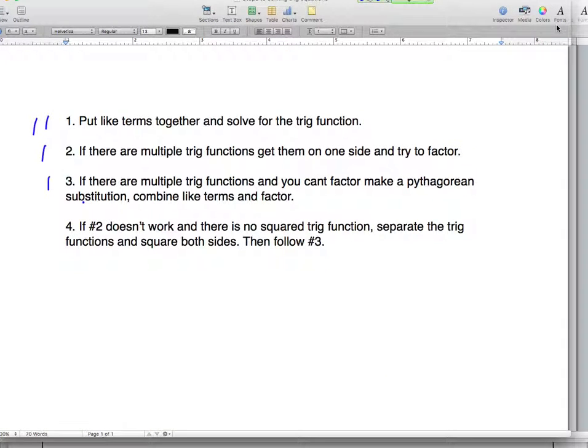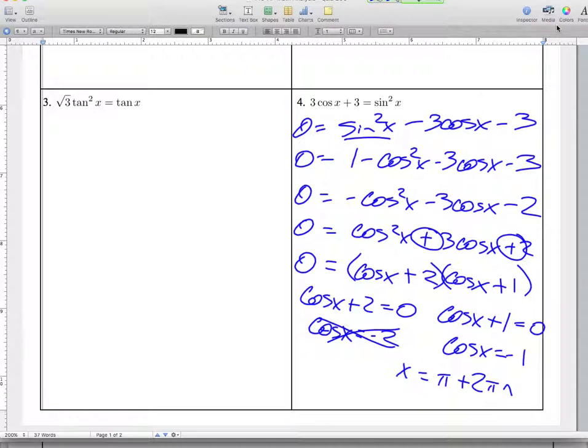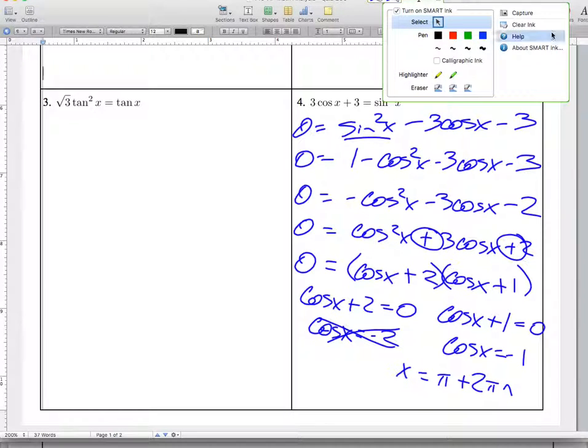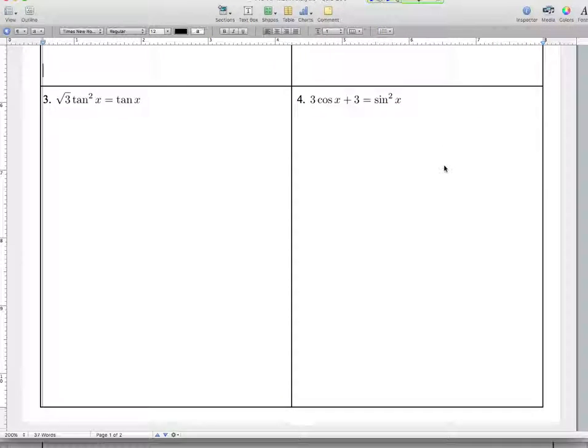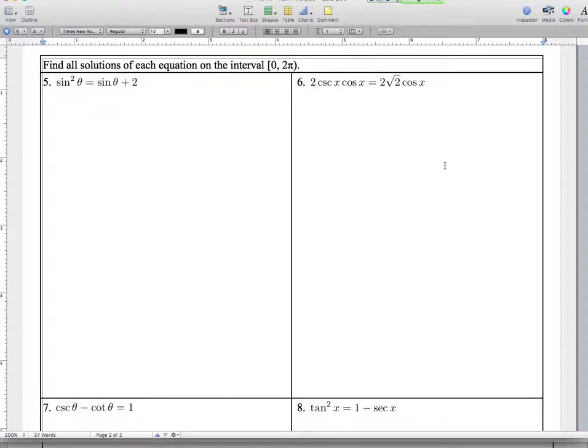Alright, so far we've done 2 type 1, 1 type 2, and 1 type 3. So let's move to the back. Here's the fun part. Number 5. First thing we ask ourselves: do I have like terms? The answer is no. So we get on the same side and factor. I want to go to the left because that's where my squared term is, and it is positive.